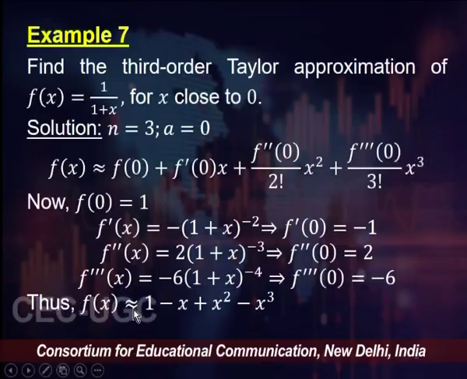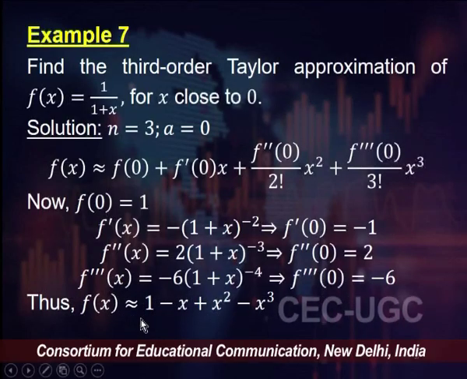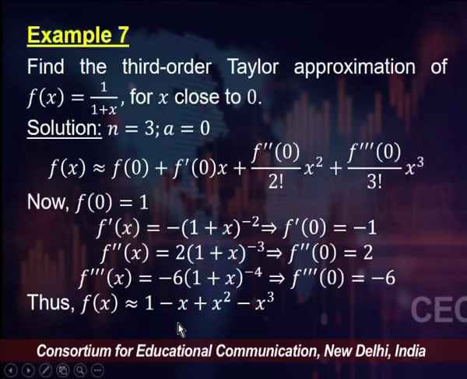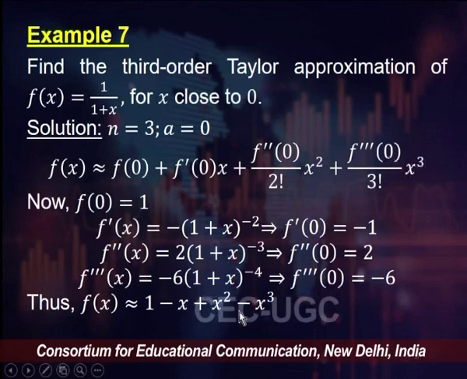And once we plug these values in, we get f of x as approximately equal to, and before I forget, this is very important, this is not an exact value, this is an approximation, so always remember to use the approximation sign. So, f of x is approximately equal to 1 minus x plus x squared, because once you divide 2 by 2, you get 1, minus x cubed. That is our third order Taylor approximation for the function 1 upon 1 plus x for x close to 0.